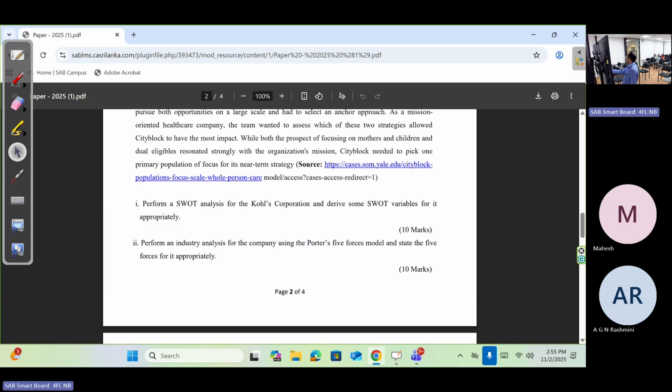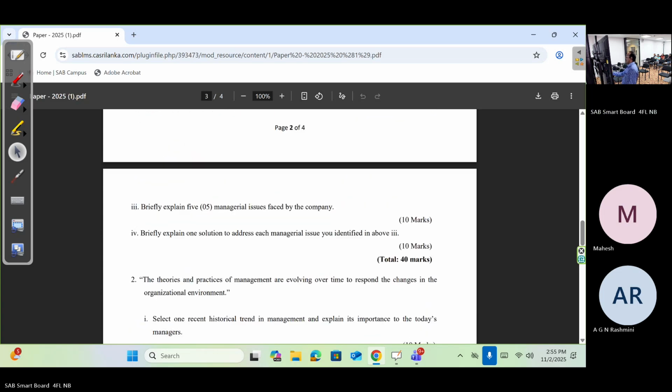There are 4 question parts now to earn 40 marks. To earn 40 marks, you can use about 1 hour. About 1 hour, or 50 minutes, 60 minutes can be used. Minimum 40 minutes.